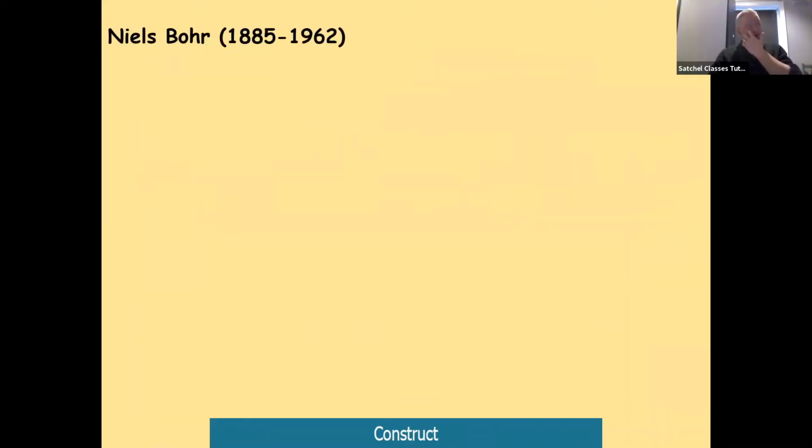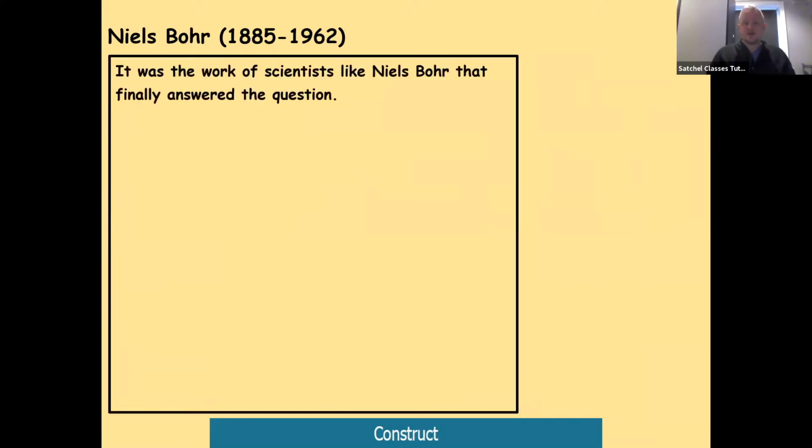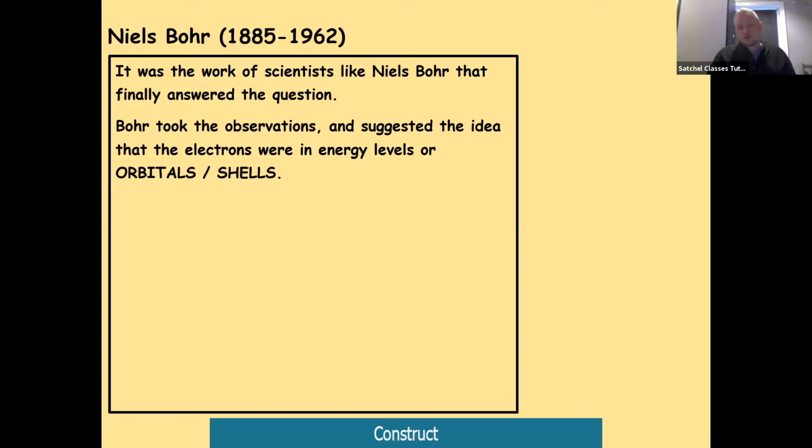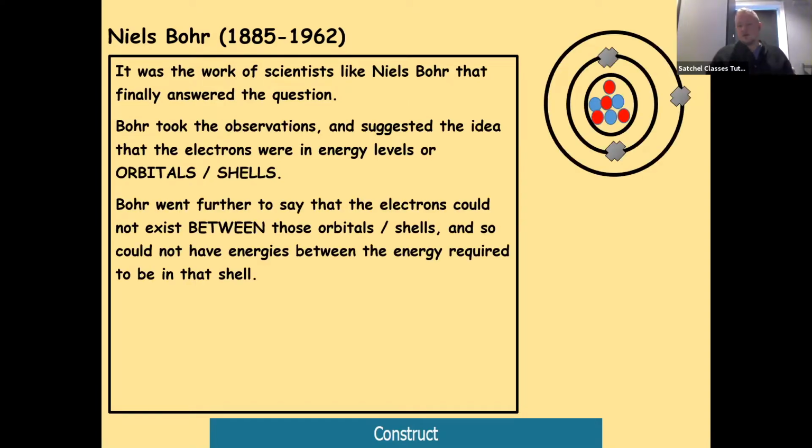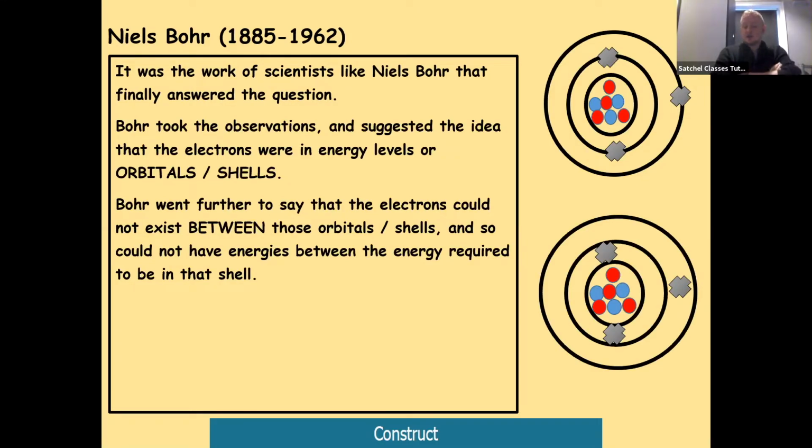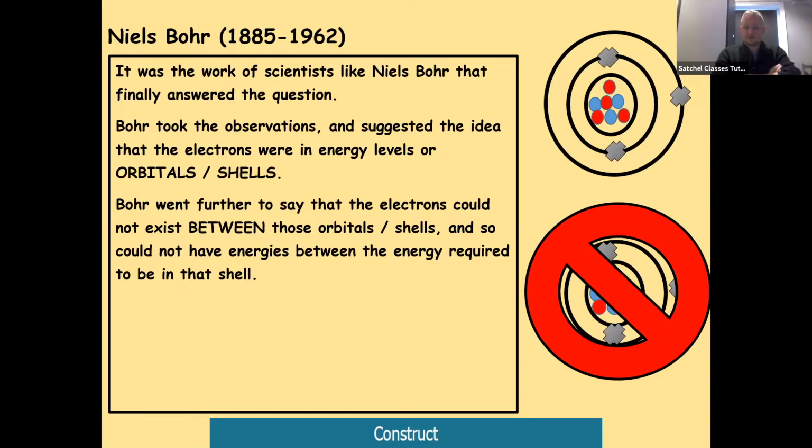Now, Niels Bohr was a scientist who lived between 1885 and 1962. It was the work of scientists like him that finally answered the question that we asked at the beginning of this. How did we arrive at this idea of energy levels? Bohr took the observations and suggested that the electrons were in energy levels or orbitals or shells. Bohr went further to say that the electrons could not exist at a position between those shells, and so they couldn't have energies between the energy required to be in that shell.